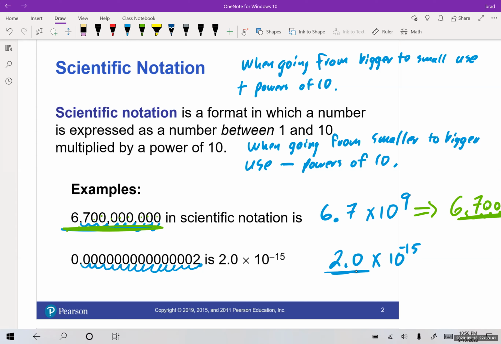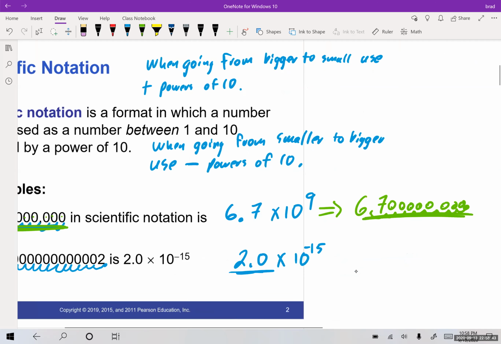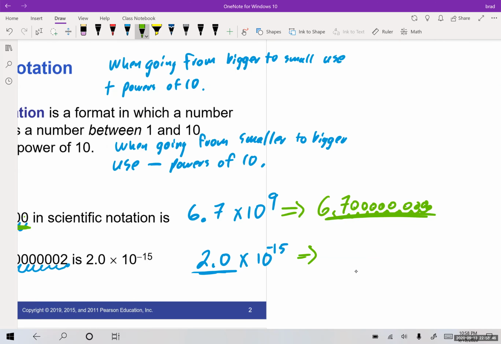So if I wanted to rewrite this, this is oftentimes referred to as decimal notation or standard notation, and this is written as scientific notation. So what I'm going to do is 2.0, and now remember, a negative exponent tells you to go left.